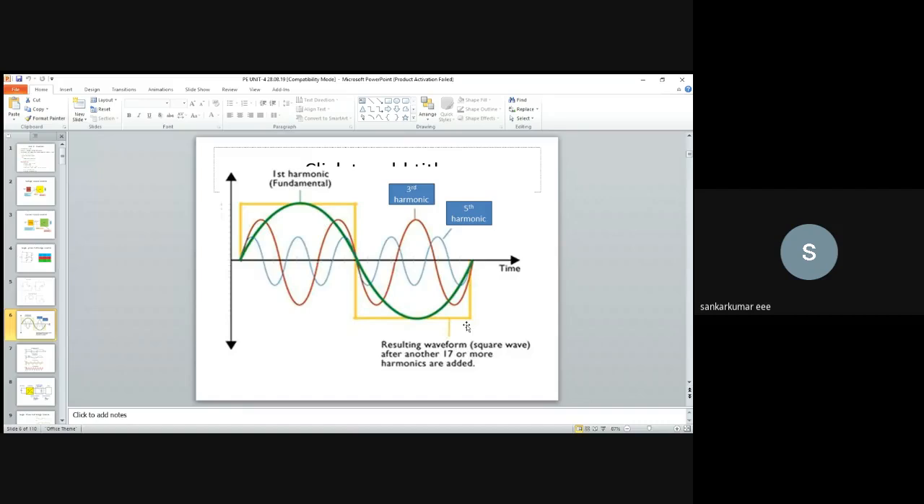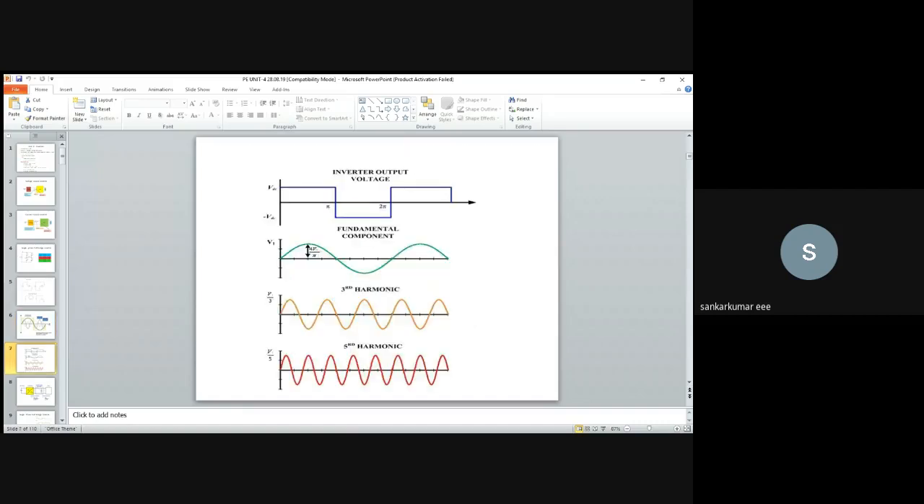the 50 hertz supply. And in this diagram we can see the inverter output voltage, which will be between pi and 2 pi, and this will be of 50 hertz. The second is the fundamental component, that is the required one, the pure sinusoidal waveform of 50 hertz. And this is the third harmonic, the 150 hertz waveform, and the fifth harmonic is the 250 hertz waveform. If we add all these waveforms, we will get the square waveform. And if we filter out these harmonics, we will get the pure sinusoidal waveform of only 50 hertz.